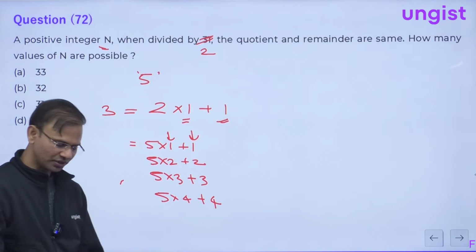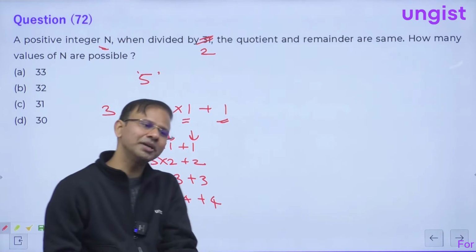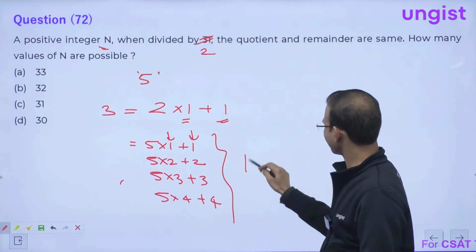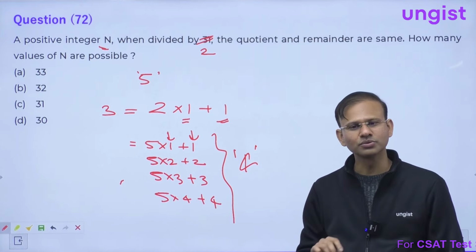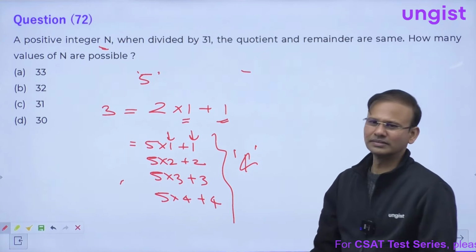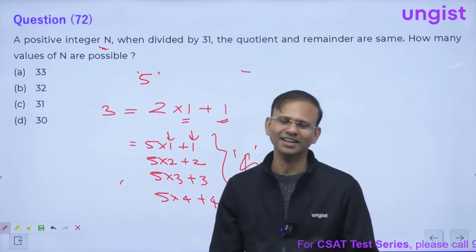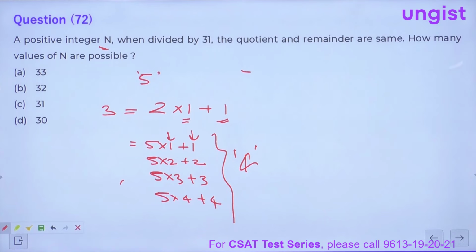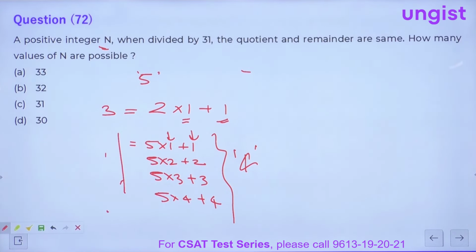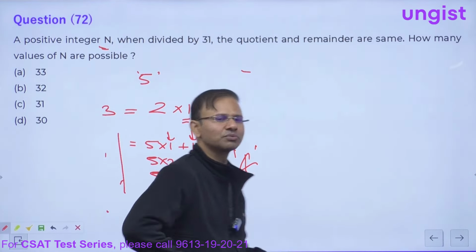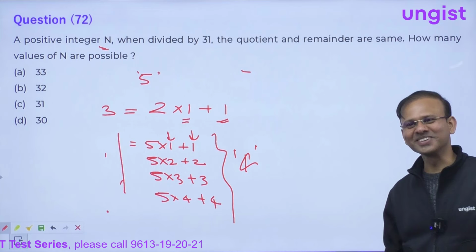Guys, yes or no? So if a number is being divided by n, the maximum remainder can be n minus 1, right? So if the same question has been asked for 5, then the answer will be 4. So if the same question is being asked for 31, then the answer will be? Right? How simple. And I showed you the number four, right? A very basic property. I thought everybody would solve this question, but nobody could solve it.